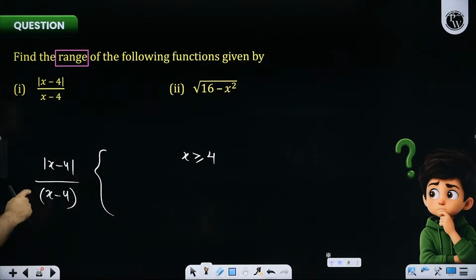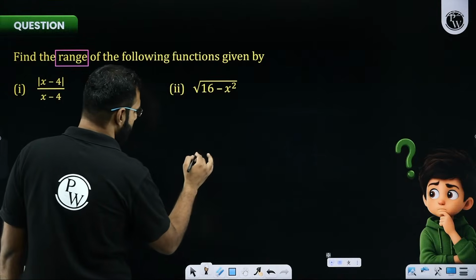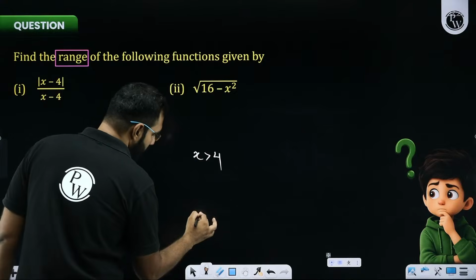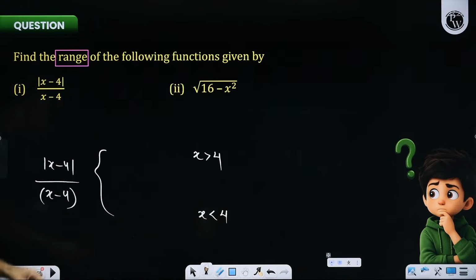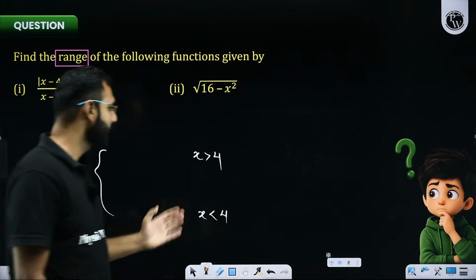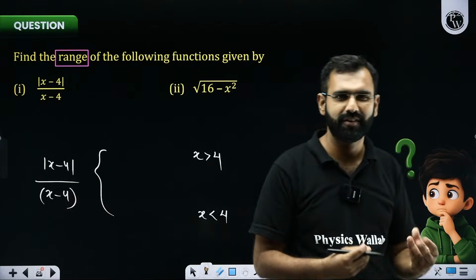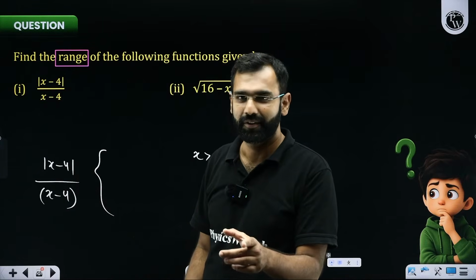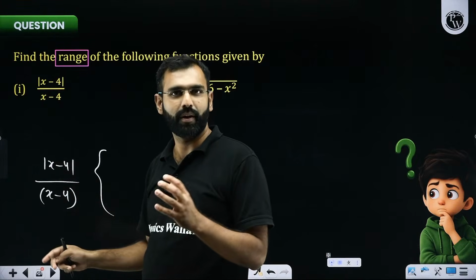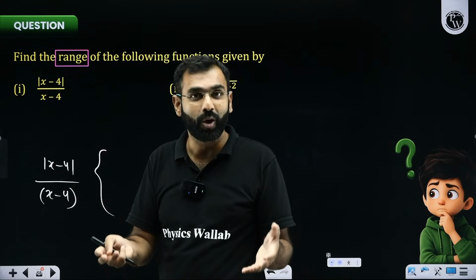Sir, can we really keep x as 4? Because if I keep x as 4, 4 minus 4 will be 0. I'll get 0 in the denominator. So sir, x will be either greater than 4 or less than 4. As long as x is greater than 4, x minus 4 is positive. You imagine any value greater than 4, like 5, 6, 7, 8. You put it here, this expression inside the mod will be positive. That means x minus 4 is positive. Is there any point of putting a mod over it?